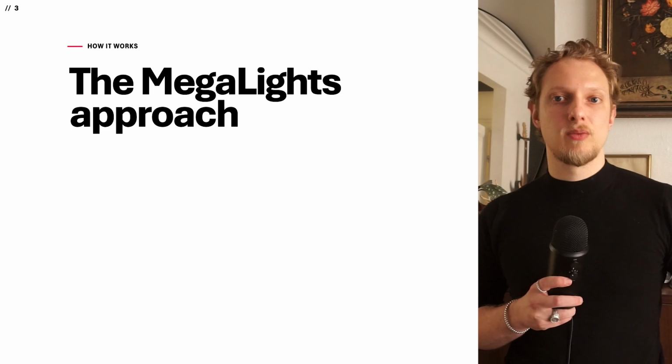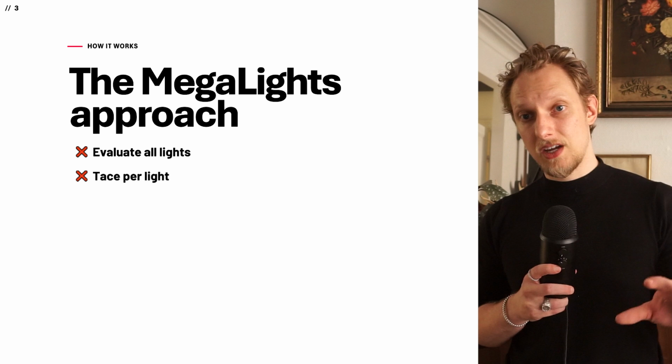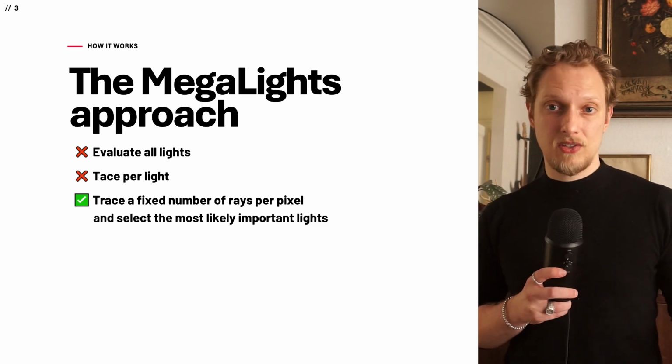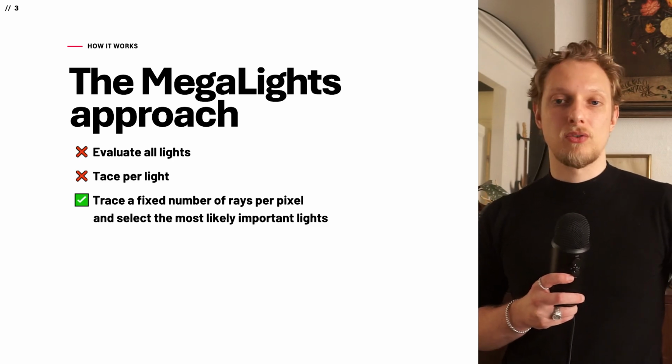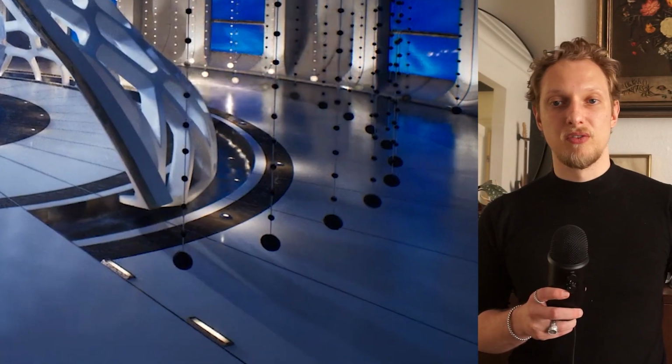The answer that MegaLights puts forward was to approach the problem completely differently. Don't evaluate all lights, don't trace per light, but instead trace a fixed number of rays per pixel, and then stochastically select the most likely important lights, and then let a denoiser reconstruct the final image. The result is that performance becomes constant, regardless of how many lights there are in the scene. Quality does depend on lighting complexity per pixel, but for a typical game scene, that trades pretty well.